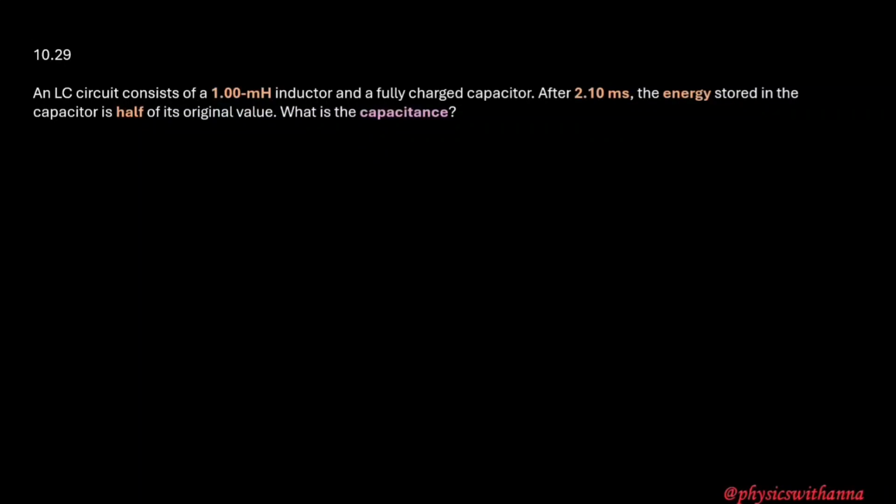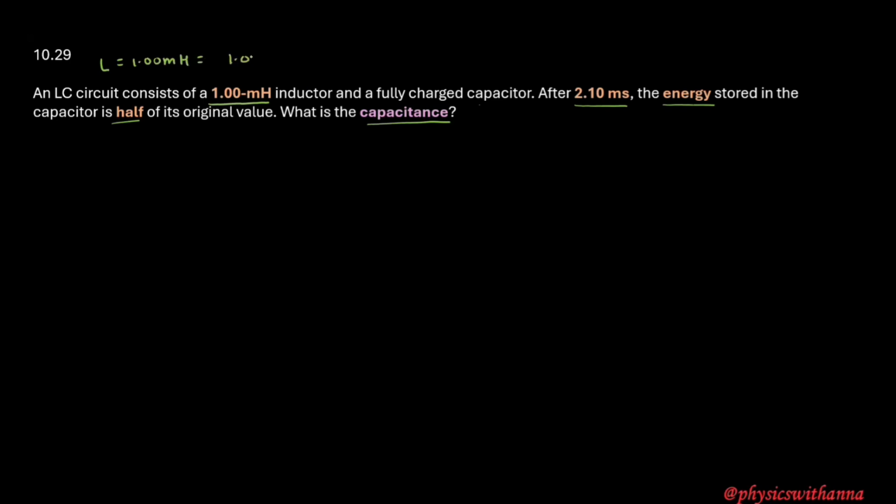Question 10.29. An LC circuit consists of a 1 millihenry inductor and a fully charged capacitor. After 2.10 milliseconds, the energy stored in the capacitor is half of its original value. What is the capacitance?